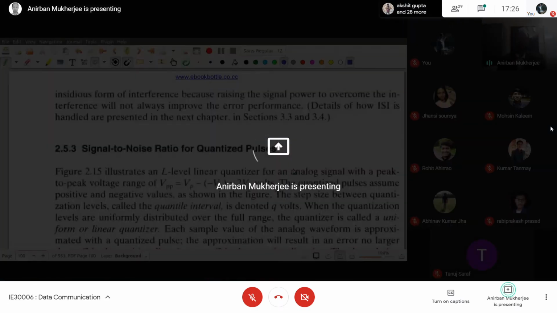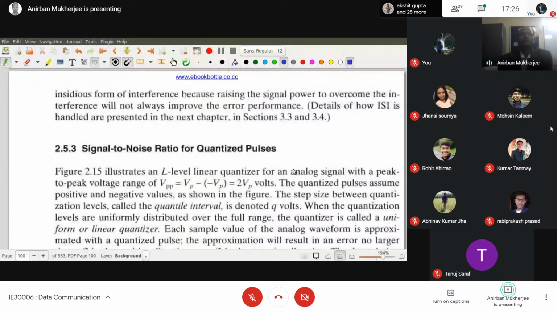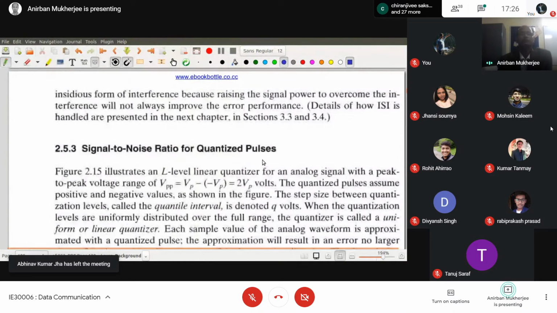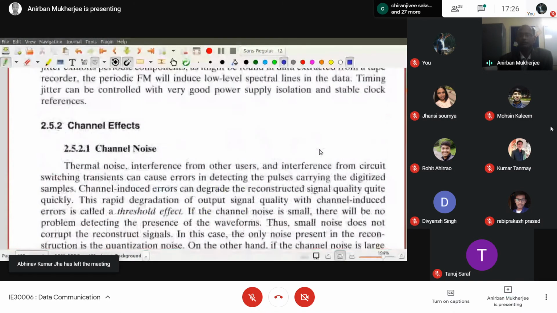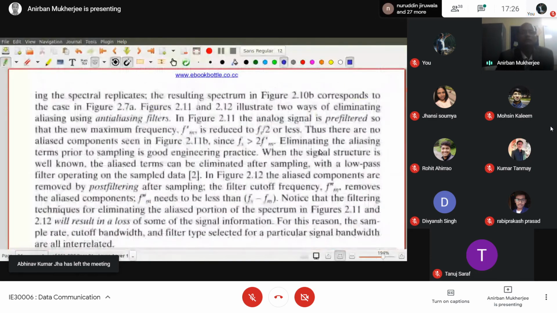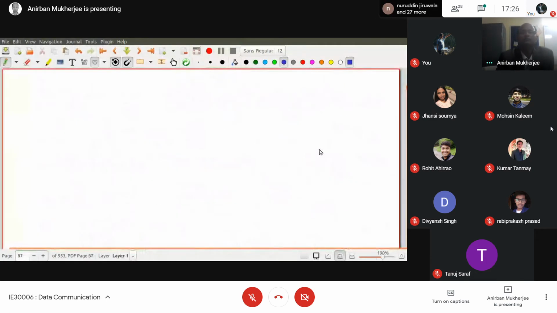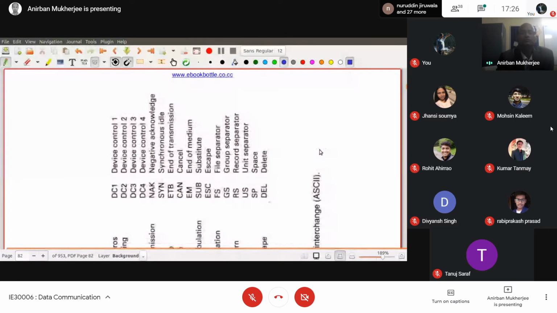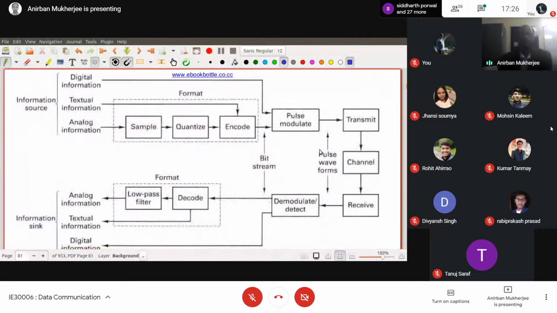Now, we have understood that, if you remember, in my previous lecture I was talking about analog information. The first block is the sampler, and you have to do the sampling at a rate greater than or equal to 2f, where f is in hertz.